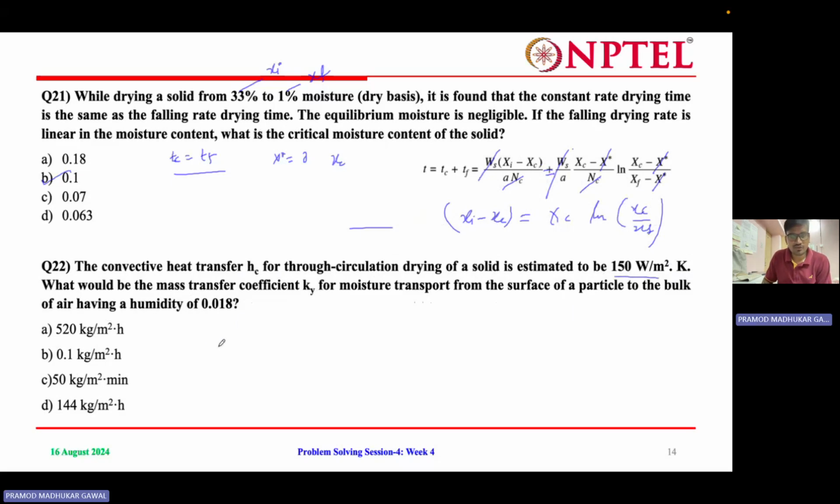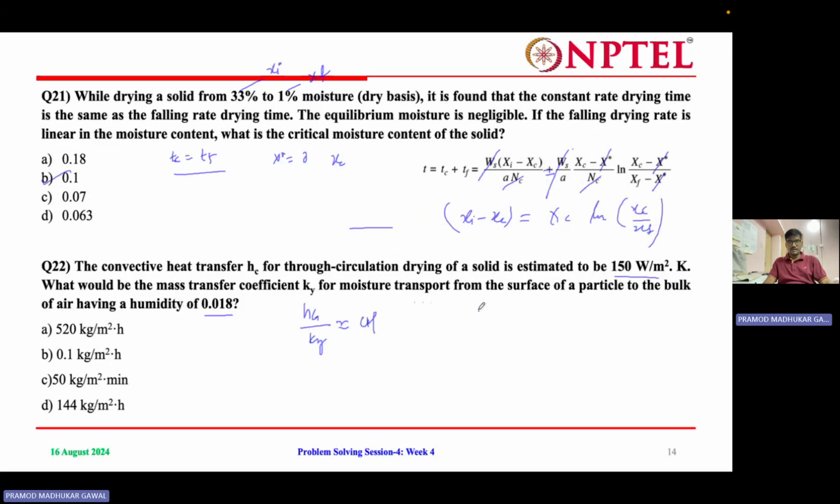So we have to calculate the mass transfer coefficient for moisture transfer from the surface to the air with the humidity given. There is one relation to calculate the mass transfer coefficient: Hg divided by Ky, which approximately equals the humidity. Hg means the convective heat transfer coefficient divided by the mass transfer coefficient, which equals the humidity.